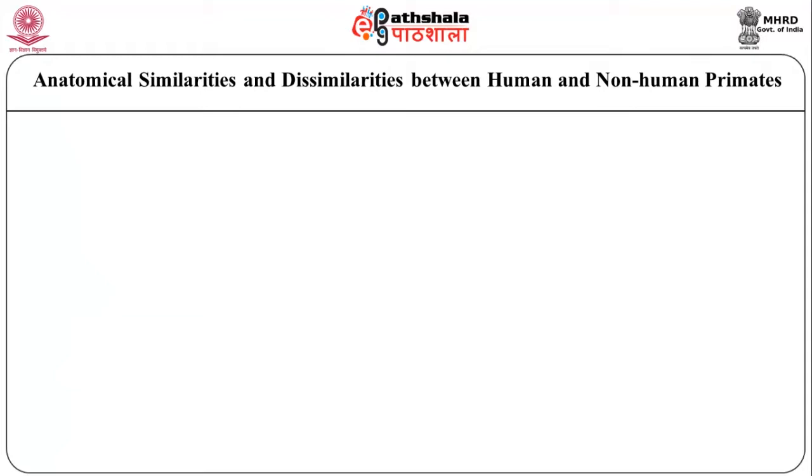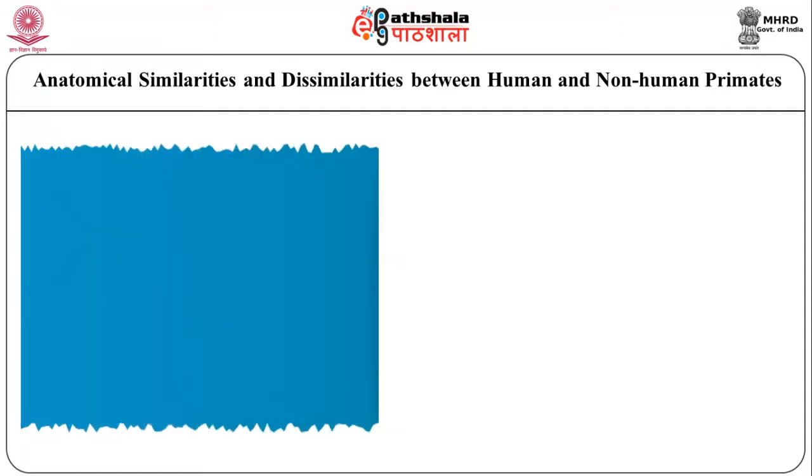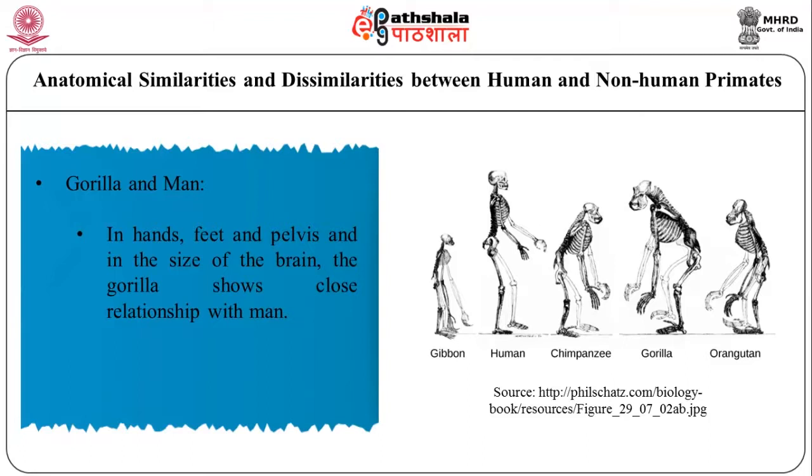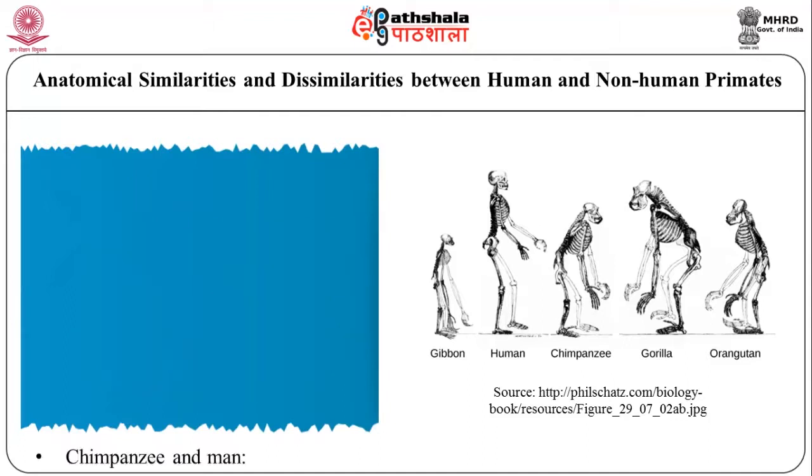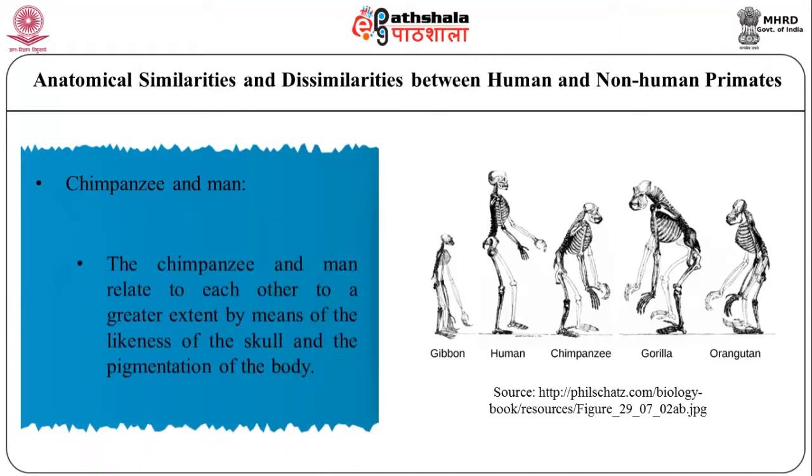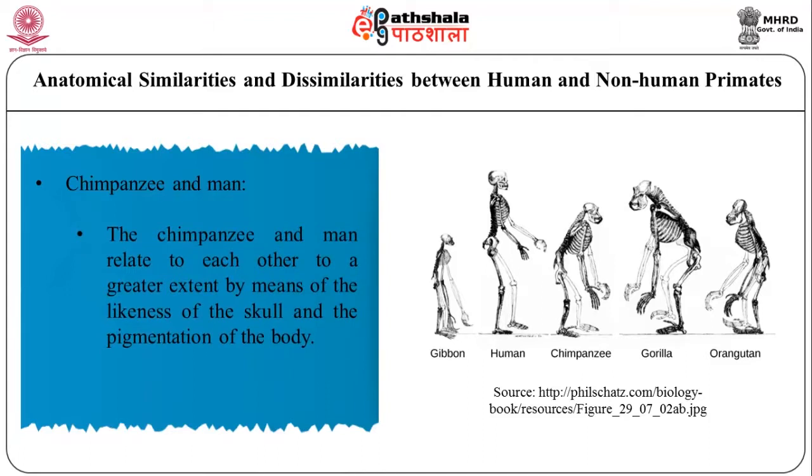Now the anatomical similarities and dissimilarities between humans and non-human primates. Gorilla and man. In hands, feet, and pelvis, and in the size of the brain, the gorilla shows a close relationship with man. But the massive jaws of the gorillas have no resemblance to those of man. Chimpanzee and man. The chimpanzee and man relate to each other to a greater extent by means of the likeness of the skull and the pigmentation of the body.